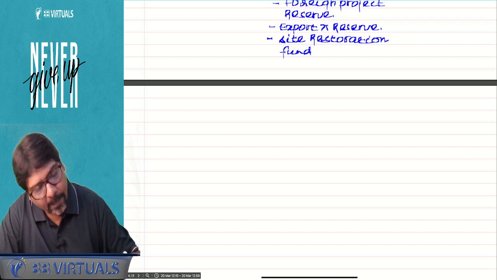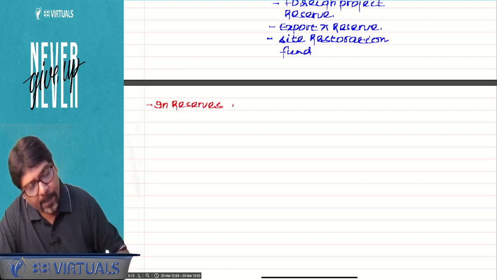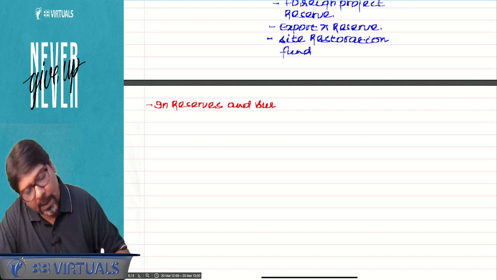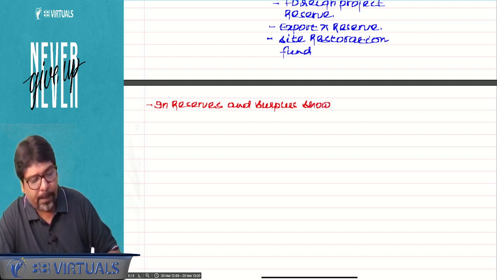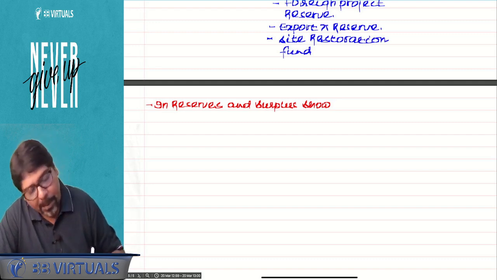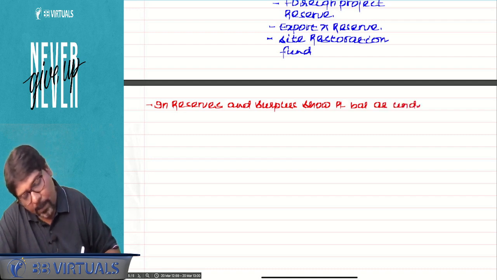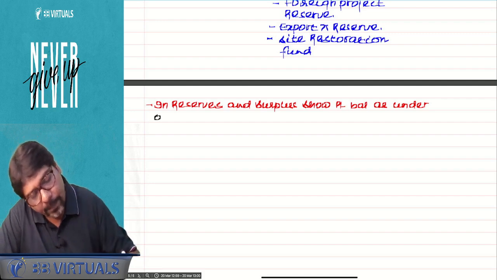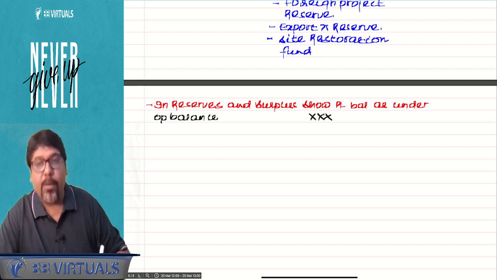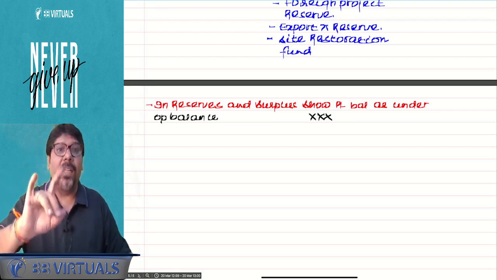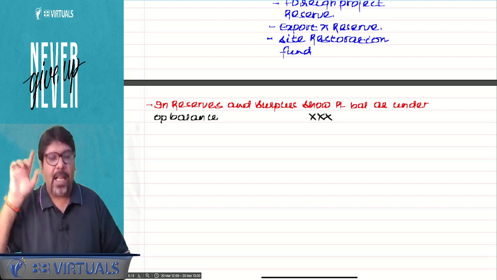Now, in surplus, PL account, PL balance is as under. Opening balance of PL means whatever profit we had earned till last year.